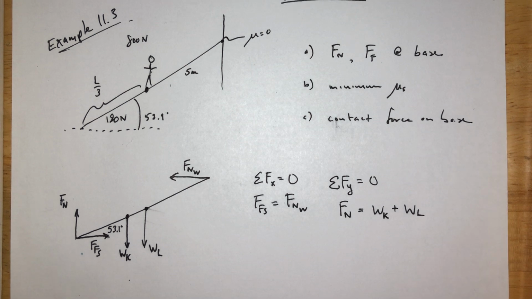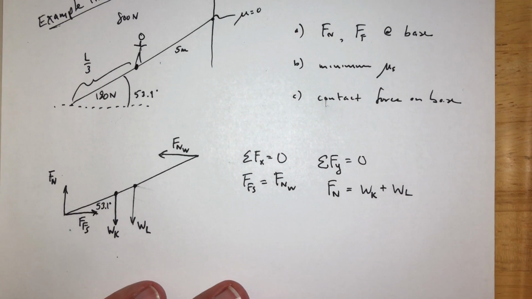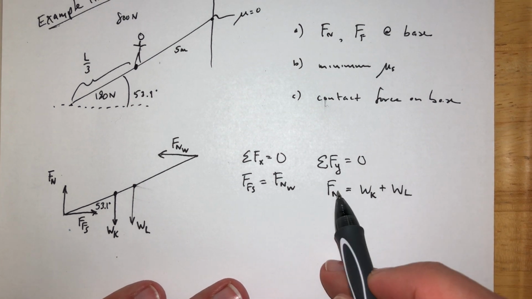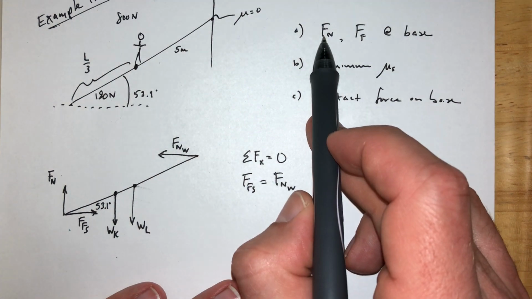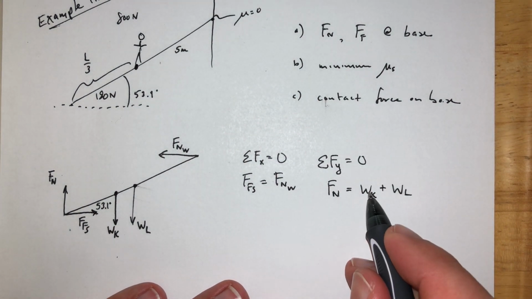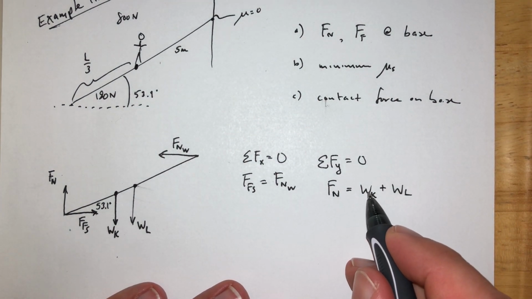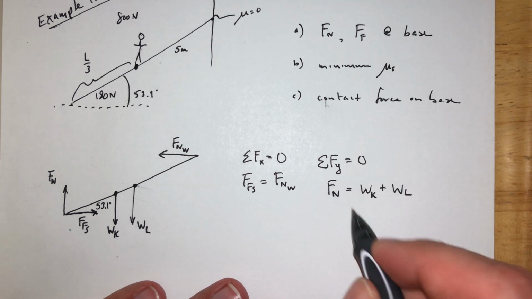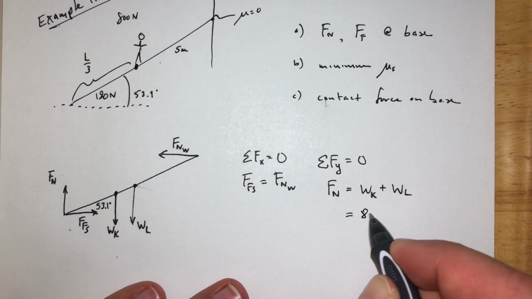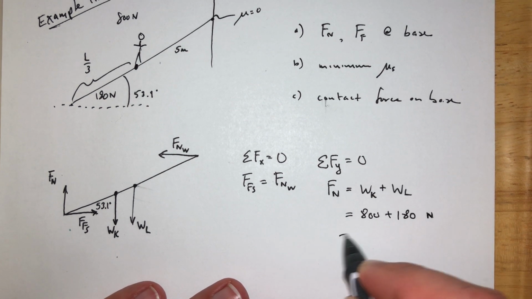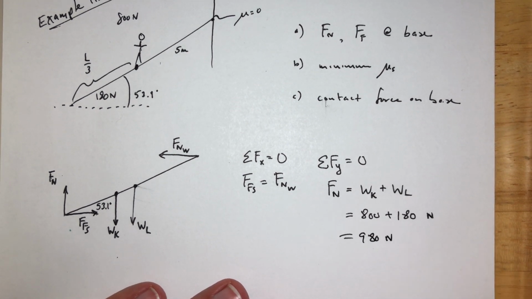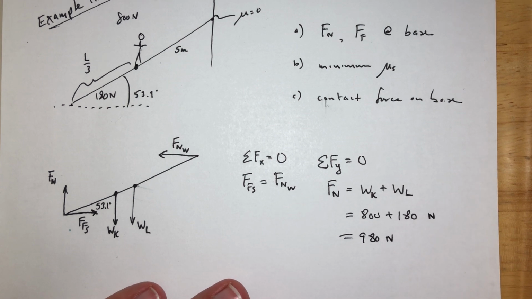Okay. Now, we know some of this already. I think we have enough to solve for the normal force, which was the first thing we wanted. We know the weight of the knight, of Sir Lancelot. We know the weight of the ladder. That's just 800 plus 180 newtons equals 980 newtons. Okay, fantastic.